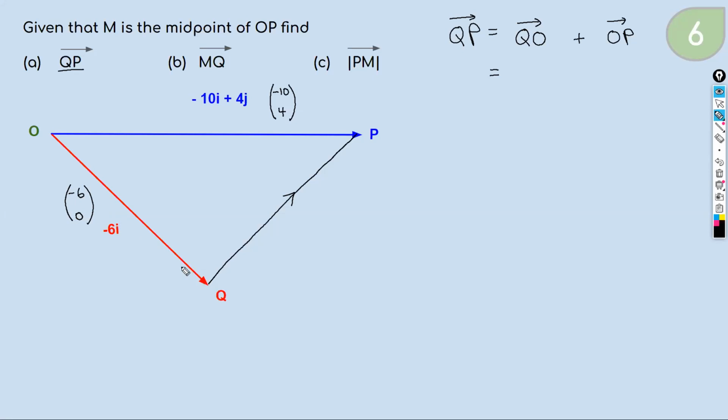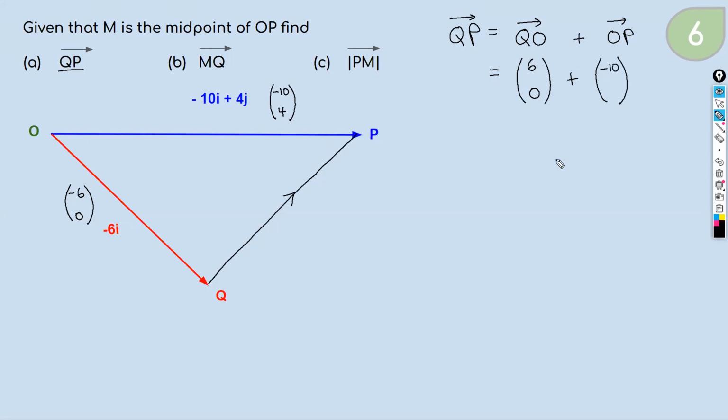When we're going from Q to O, seems to me we are going against the arrow. So we have to make the signs the opposite. So we have to make here positive 6, and well, 0 has no opposite. So you just leave it as 0. When we're going from O to P, we're going with the arrow. So I don't think we need to change anything here.